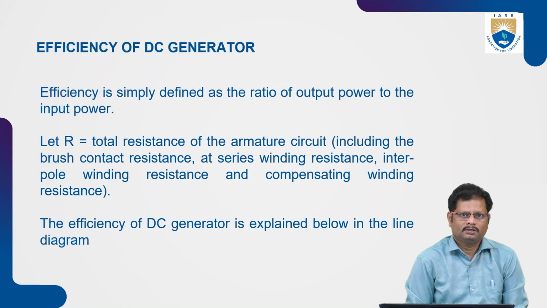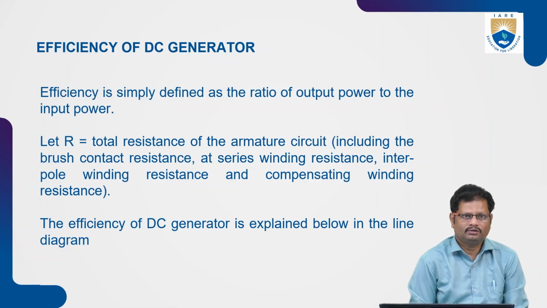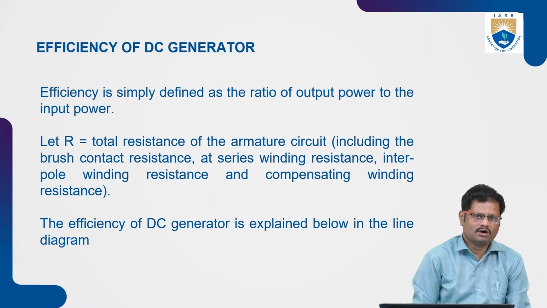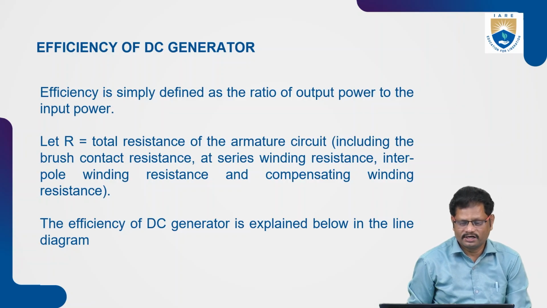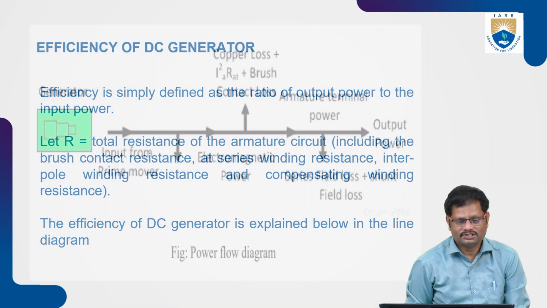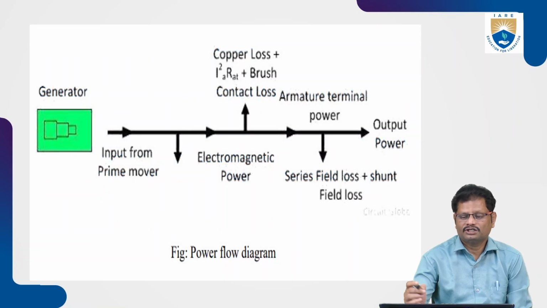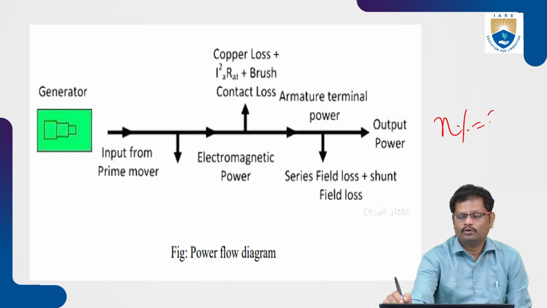And efficiency. Efficiency is simply defined as the ratio of output power to input power, with R equal to the total resistance of the armature circuit. And if we consider the brush contact resistance, series winding resistance, interpole winding resistance, and compensating winding resistance, these are all to be considered as the total resistance R. And the efficiency of generators is explained as eta equal to output power by input power.